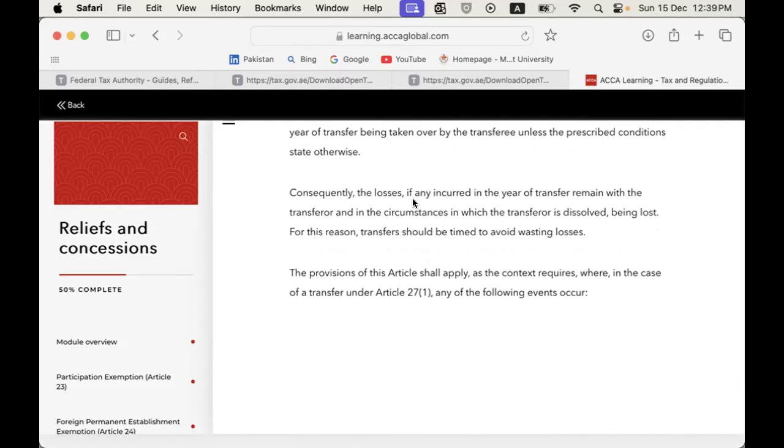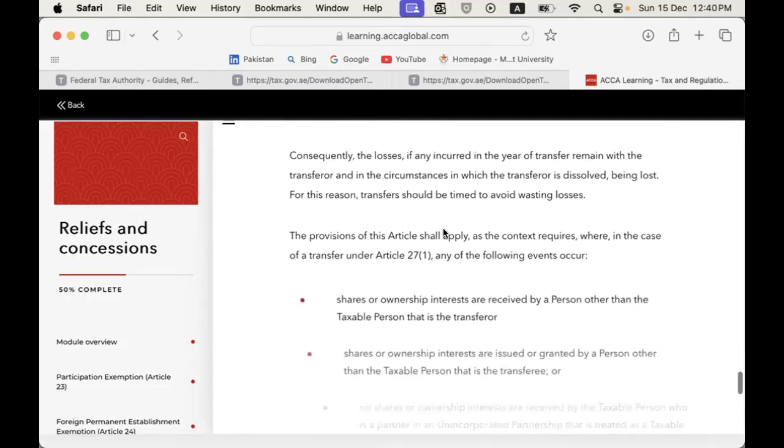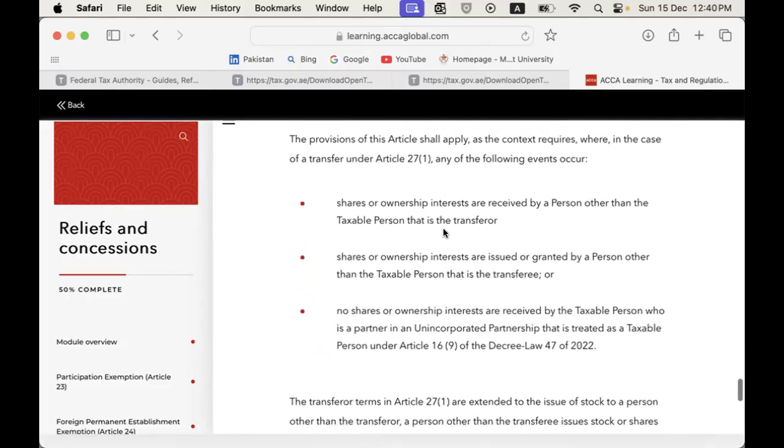Consequently, the losses, if any, incurred in the year of transfer remain within the transferor, and in the circumstances in which the transferor is dissolved, being lost. So anyways, basically the whole point, repeatedly one thing is being said: find out the net book value, find out the net assets value, and that's how your business restructuring relief will be invoked.